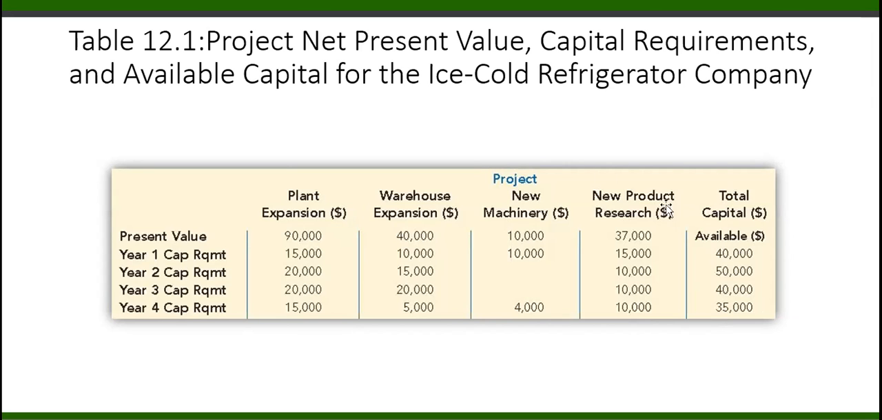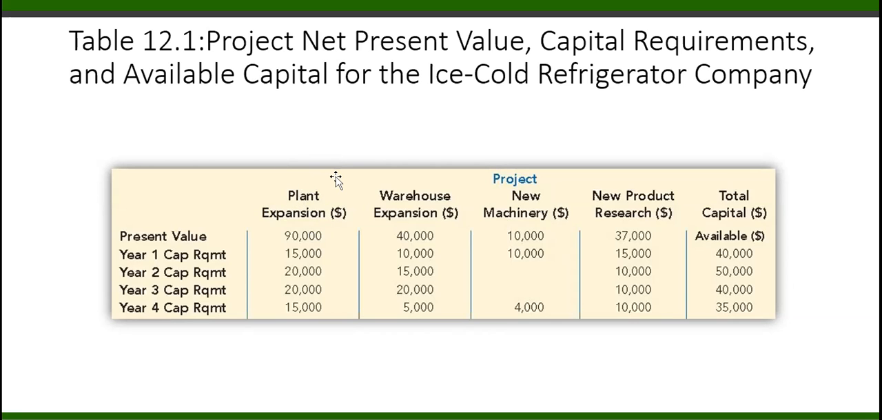So like I said, there are 4 projects: plant expansion, warehouse expansion, new machinery, and new product research. Now we want to find the best set of projects. Out of these 4 projects, we want to see which ones they can afford that lead to the maximum sum of present value, or net present value. So the decision is whether or not to pick each one of these projects. So 4 projects, 4 decision variables. And the decision variables are binary, 0 or 1.